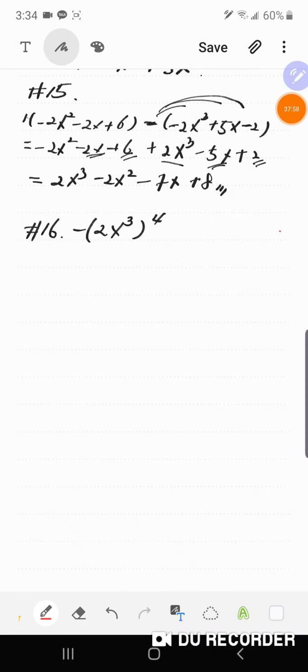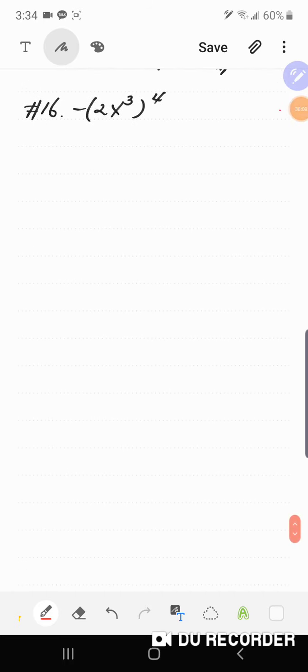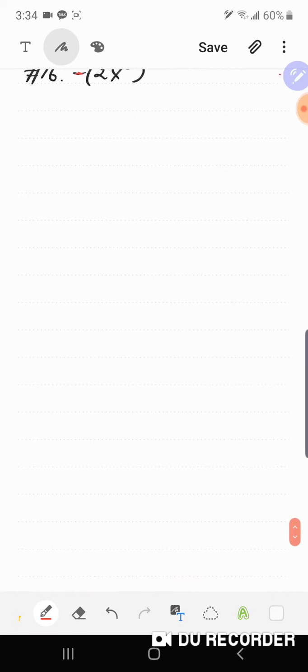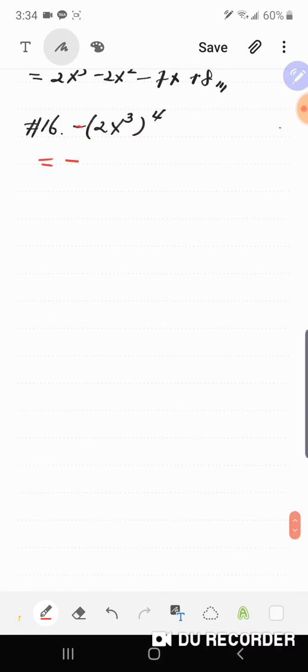Okay, for number 16, we need to simplify this exponential expression. So look at this. Negative is outside the exponential form. So negative stays outside. And this exponential form has a base with 2 factors. That means you can assign 4 to each factor. So it will be 2 to the 4th power, and the second factor is raised to the 4th power.